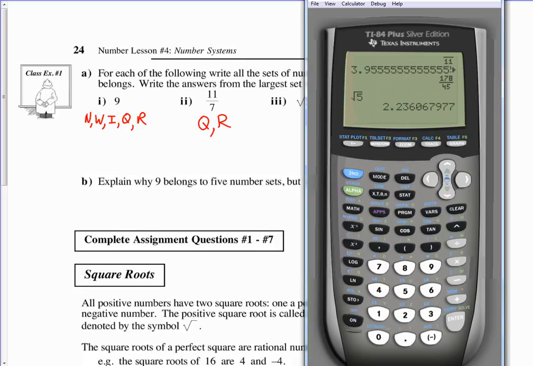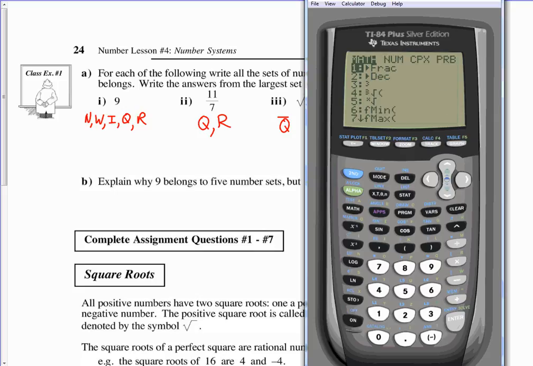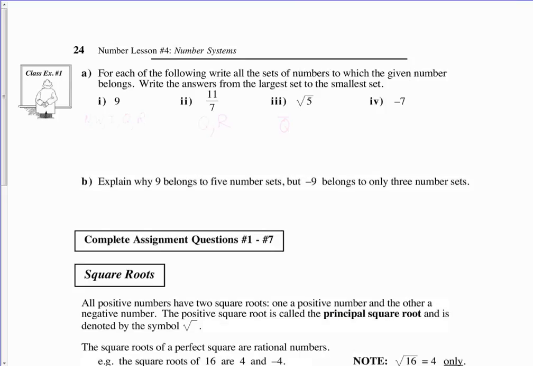Meaning rational or irrational? Irrational. It's non-terminating, non-repeating, cannot be written as a fraction. If you want to check, math, enter, enter, it shouldn't turn it into a fraction. It can't. So it's irrational. Go back. Okay? And automatically it's also real. All of them have real.